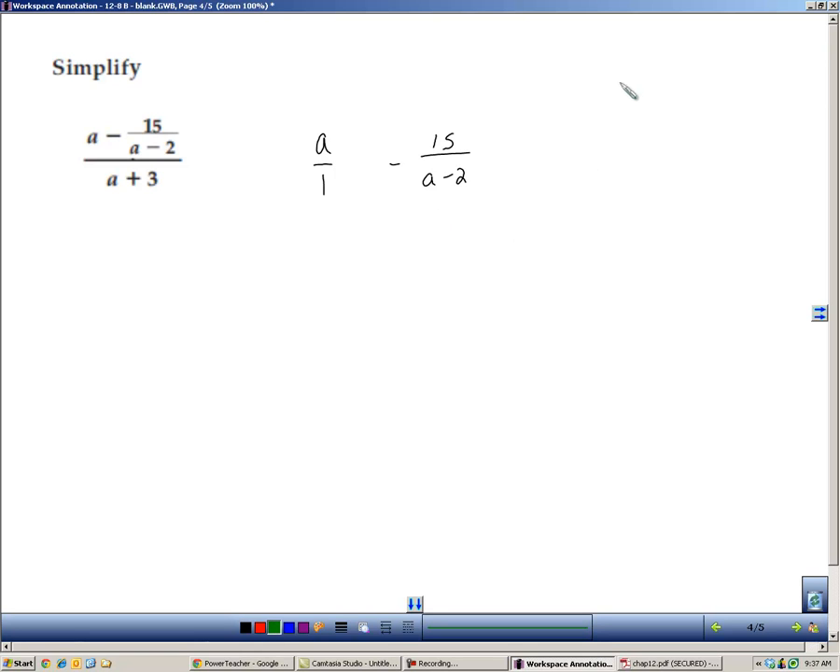So I'm going to look at that and say the LCD of that piece is a minus 2. So I'm going to multiply by a minus 2 over a minus 2. Then I'm going to distribute this a. So a squared minus 2a, and then I'll have minus 15, and all of that will be over the common denominator of a minus 2. That's simplifying a mixed fraction like we did in section 12.8a.